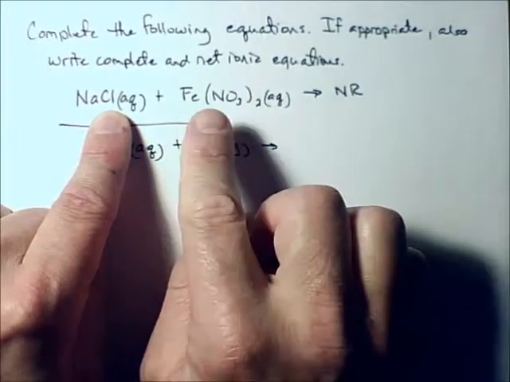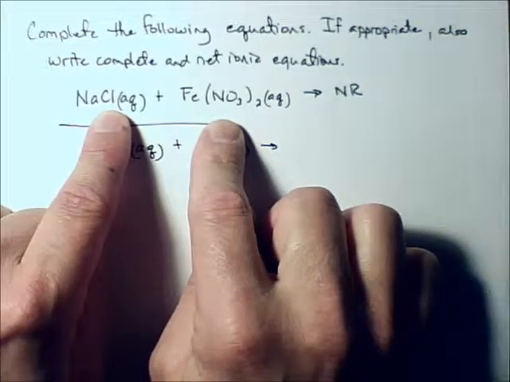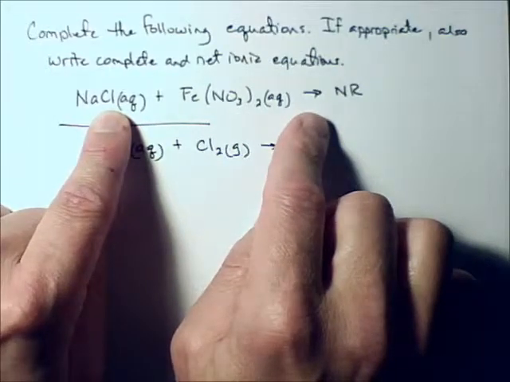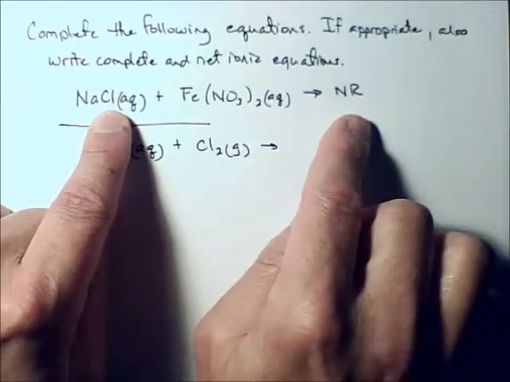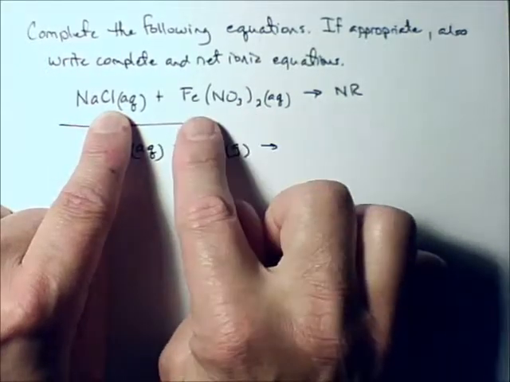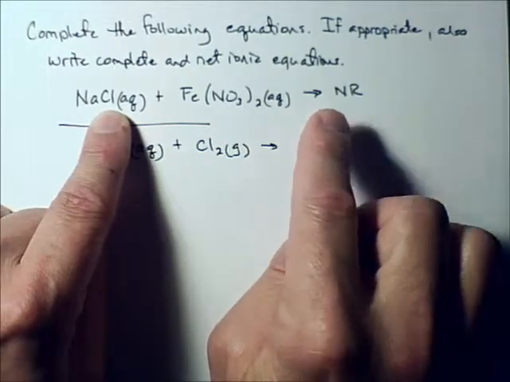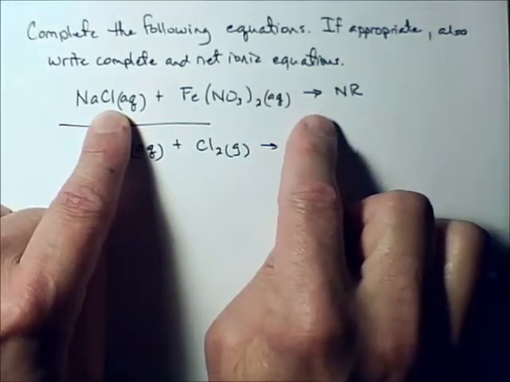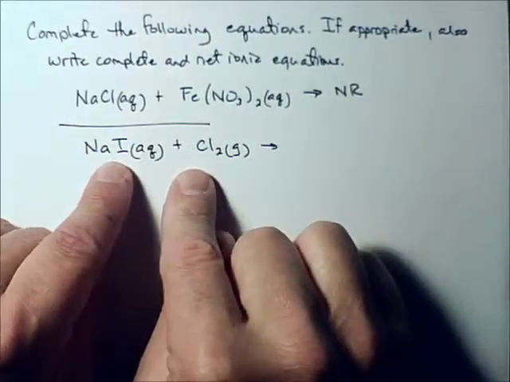Now, we don't have any double replacement reactions in this class that will form gases. We do form water, and that will be a driving force, and we do form solids, that will be a driving force. But there's no driving force here because there's no solids or water or gas. So there's no reaction. That's all you have to do. Figure that out, put NR, and you're done. Go to the next problem.